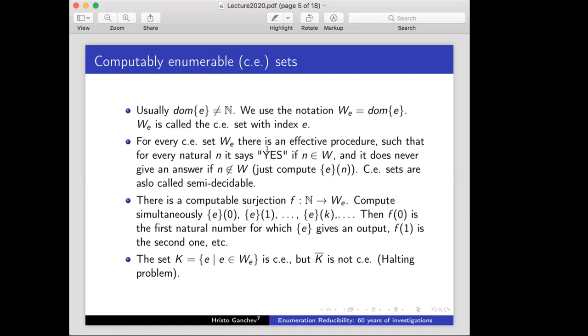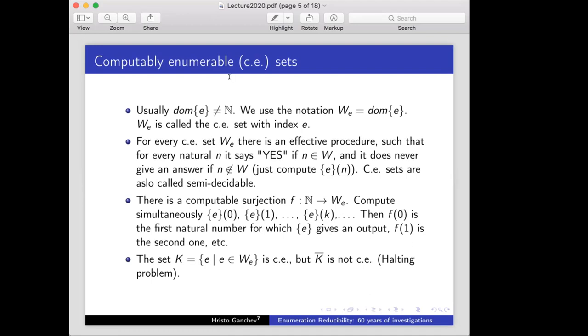To see the claim that is stated here, just compute E of N. So input N to your algorithm. If N is in the domain, your computer will stop and give you an answer. Otherwise, if it is not in the domain, your computer will go on forever and never give you an answer. Now, because you can access the positive information in this set and you cannot access the negative information, CE sets are also called semi-decidable, because you can decide the positive information and you cannot decide the negative information.